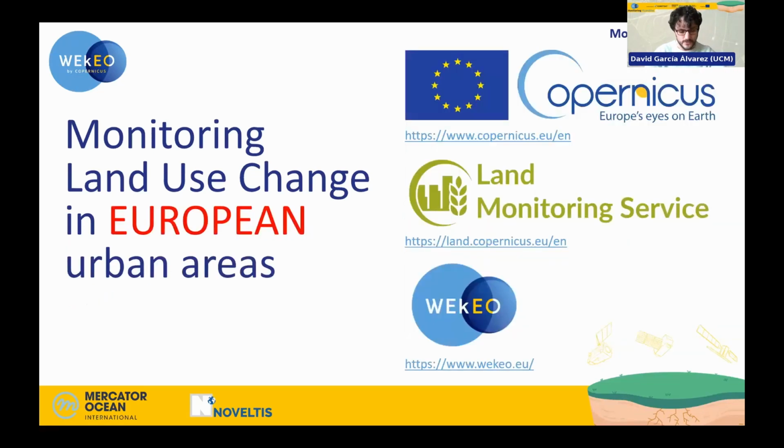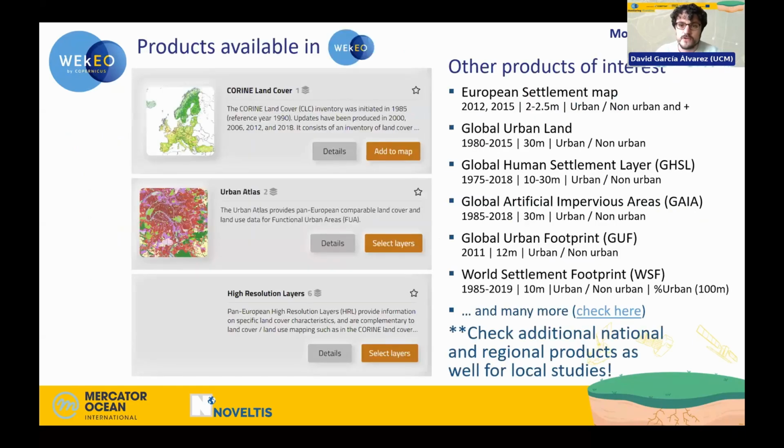In the case of Europe, or for European urban areas, the most relevant land use and land cover products that we have currently available are the ones that are produced in the context of the land monitoring service of Copernicus, which are also available in WEkEO, so you can download them through WEkEO, or also you can try to analyze and make computations in this cloud platform of WEkEO. Today here, I'm going to focus on three of these datasets that I think are the most useful to make the analysis of land change in urban areas, which are the Corine Land Cover, the Urban Atlas, and also the high resolution layer of imperviousness.